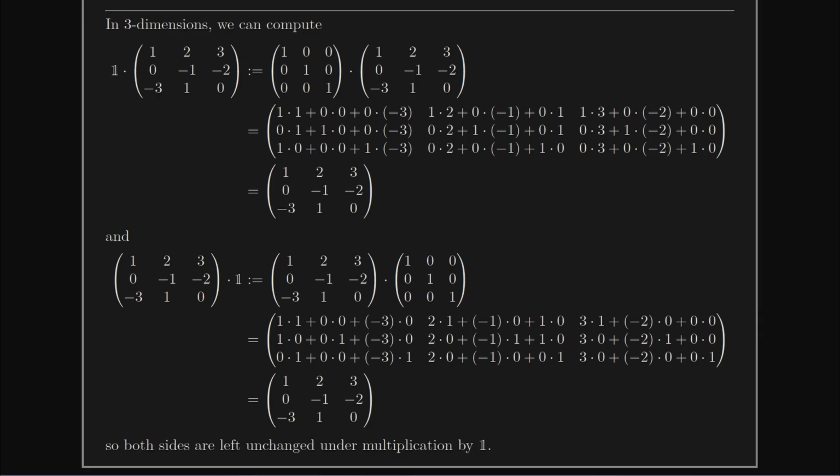Let's go through one of these 3x3 identity cases as well. Maybe we'll choose the bottom case. This is where I'm multiplying on the right by the 3x3 identity. We're still seeing 1s along the diagonal and 0s everywhere else. And let's go ahead and perform the multiplication.